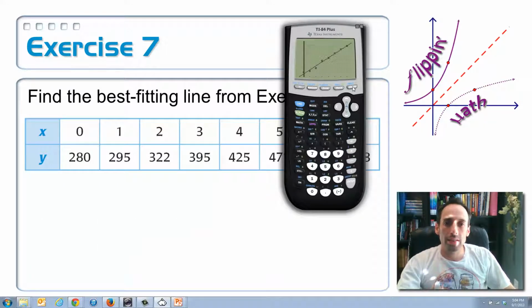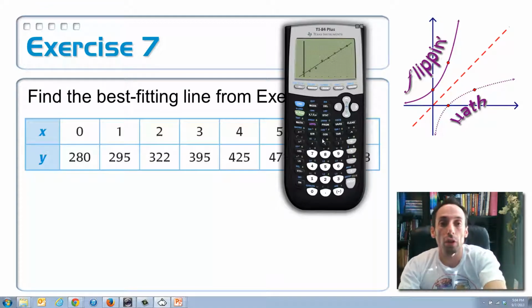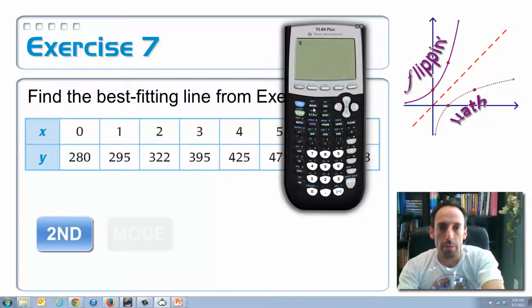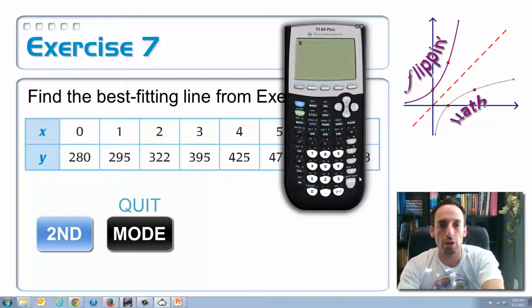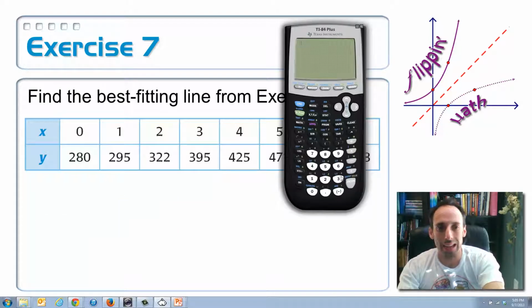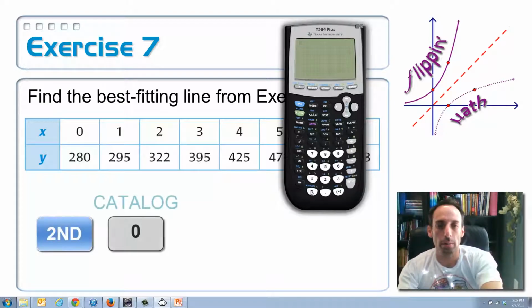Now, one thing that I didn't do here is turn on diagnostics. If I turn on diagnostics and I do the computation, it will compute the R value for us. So let's see what that is. So let's quit back to the main menu and let's turn on diagnostics. The only way to get to it is underneath the catalog menu. So catalog is right above 0, down at the very bottom, and it's in blue.